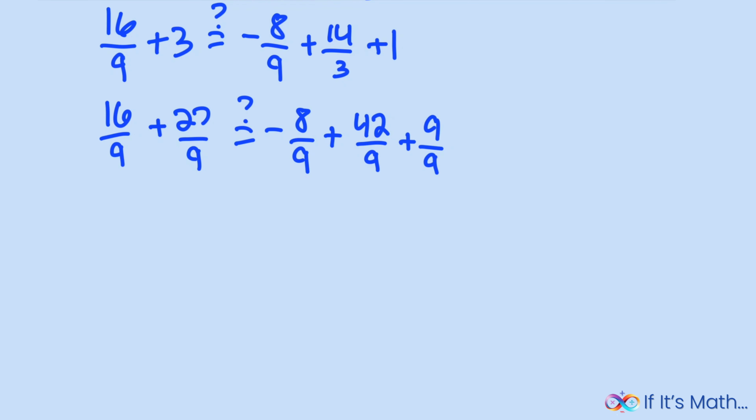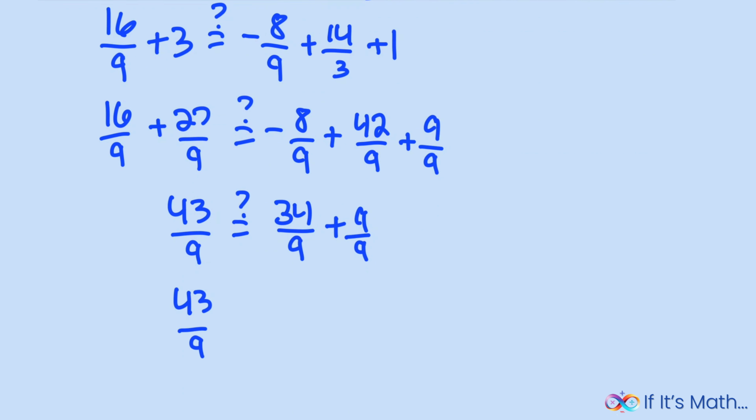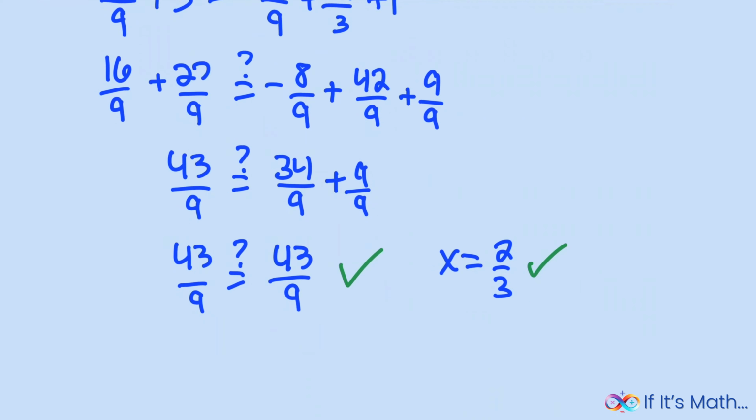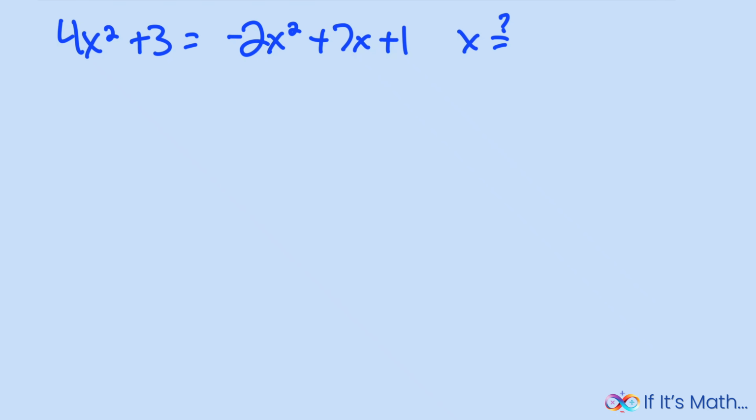So common denominator, now we can add everything over. So does 43 over 9 equal, get that negative 8 and 42 together, we'll get 34 over 9 plus 9 over 9. So does 43/9 equal 43/9? Yes, it does. So we know that x equals 2/3 is a correct solution to this quadratic equation. So let's check that other one. So 4x squared plus 3 equals negative 2x squared plus 7x plus 1. And we're going to be checking, does x equal 1/2?